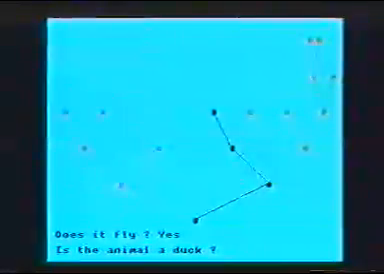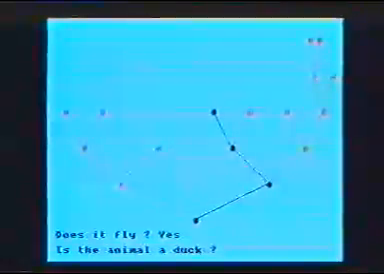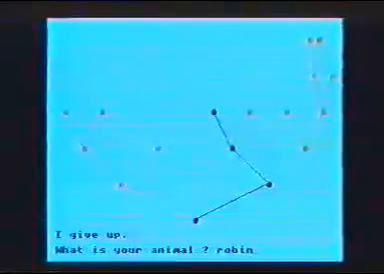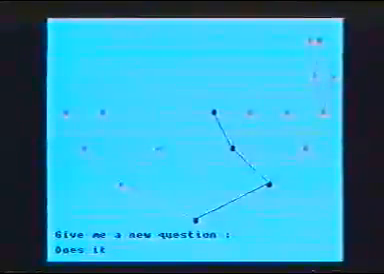Is the animal a duck? And it's only got one flying bird, and it's not a duck. No. Well, it gives up. What is your animal? Well, my animal I've chosen is a robin, so I'll type it in. Robin. Give me a new question. Well, a fairly simple question. Does it swim?